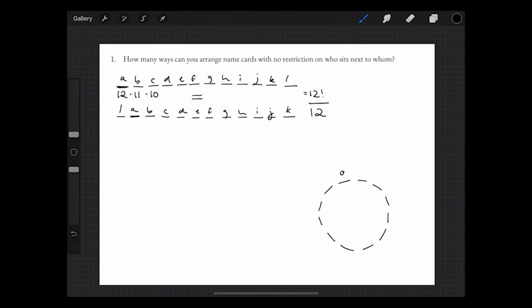Another way to think about it is if we set one person down at the table first, because it doesn't matter what seat they're in. And then we can just arrange the other people around it. So we'd have 11 options for the next person, 10, and so on. So we would get 11 factorial. And that gives us the exact same thing as 12 factorial divided by 12. So in seating n people around a table, the answer is n minus 1 factorial.